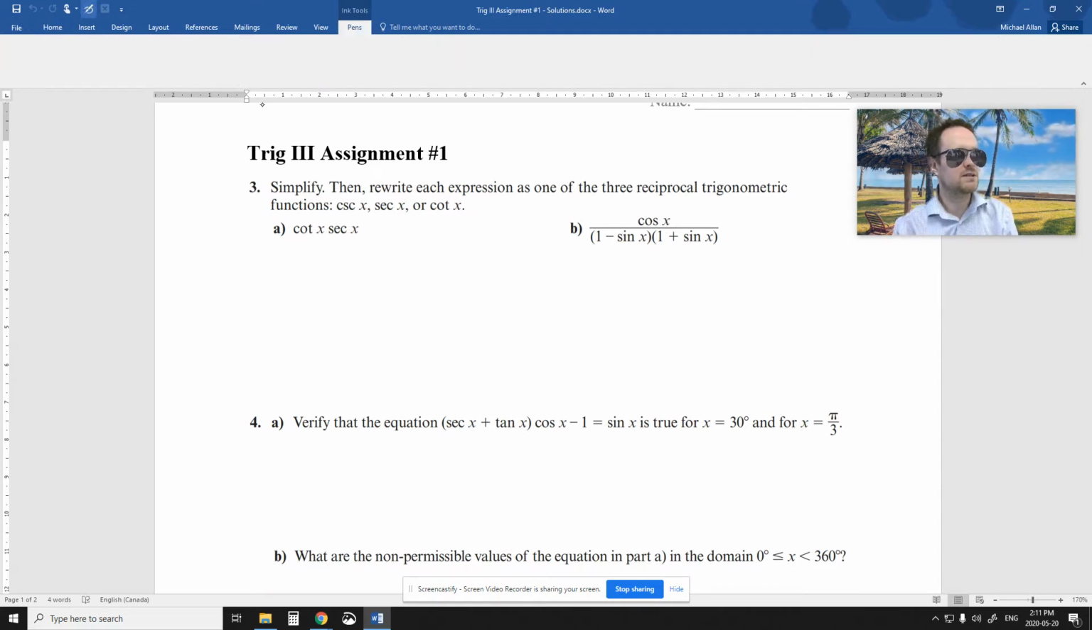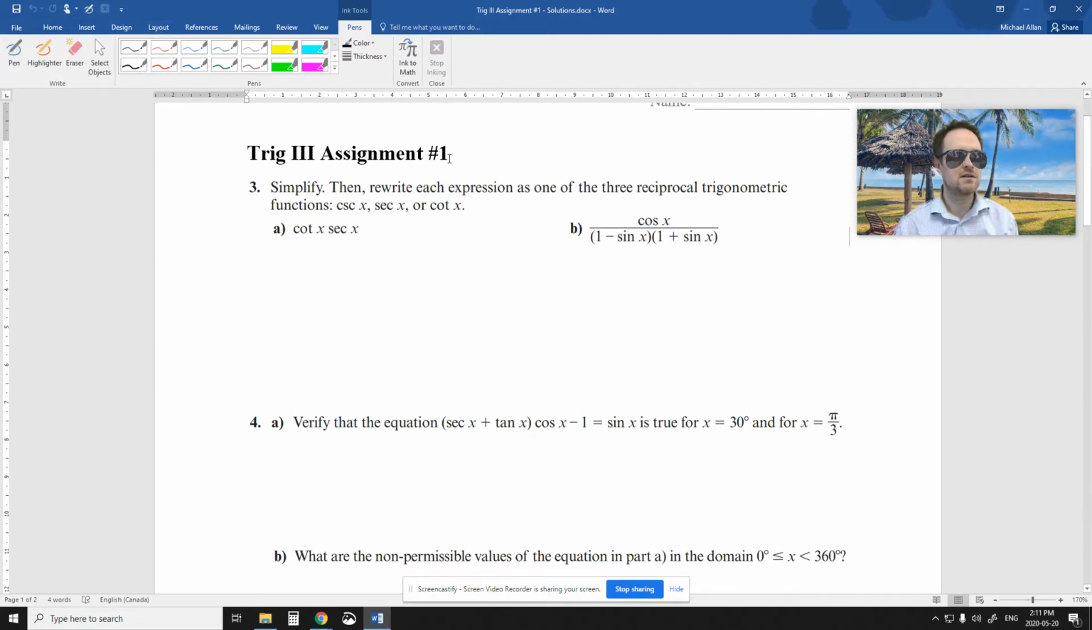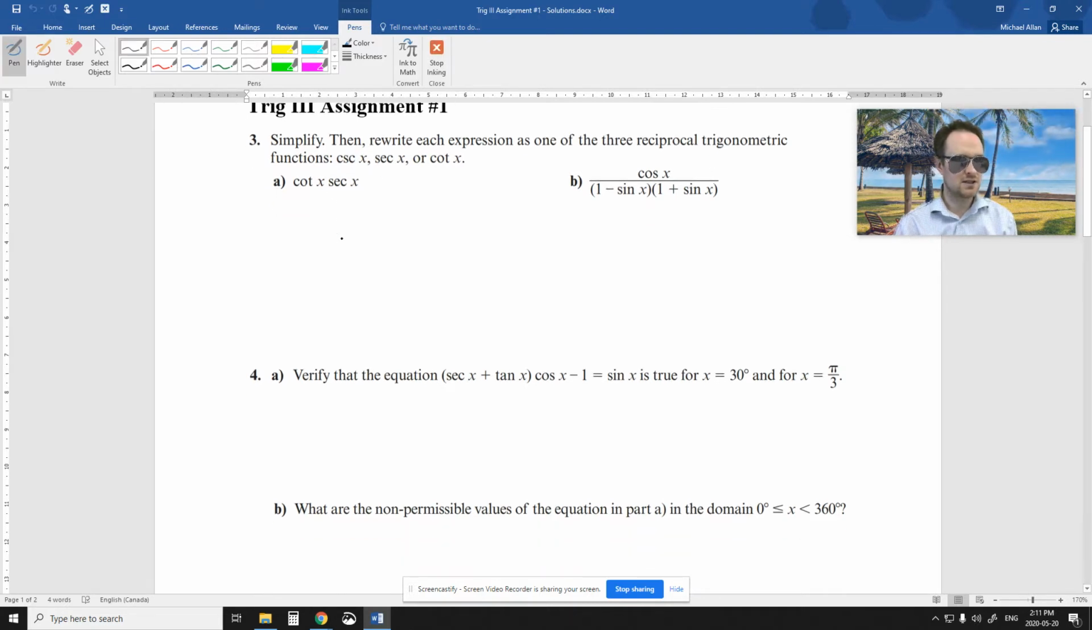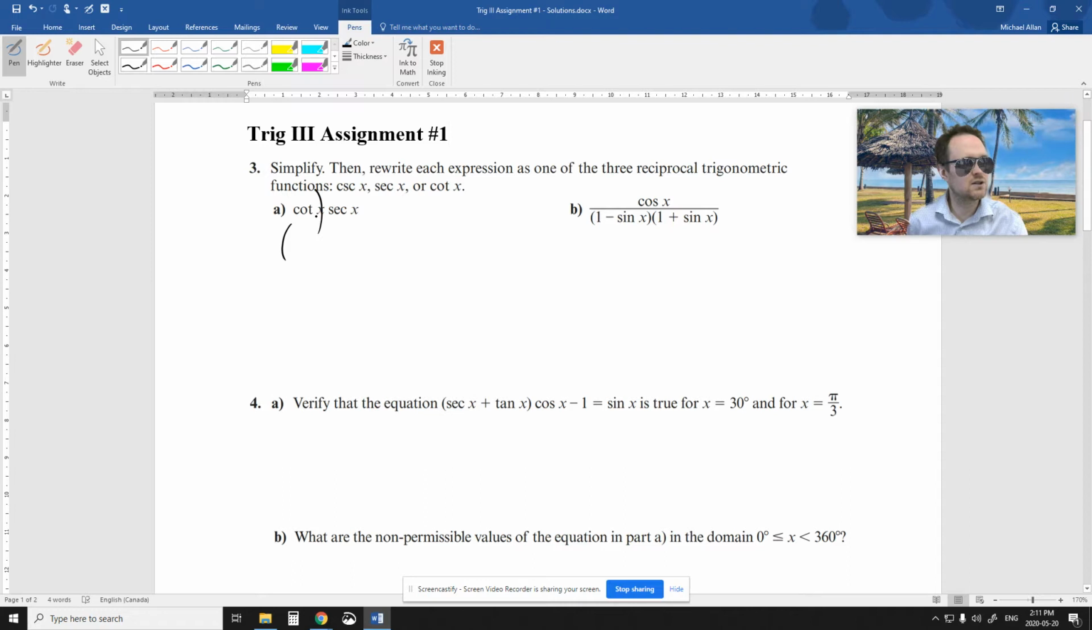First one here, we just want to simplify that expression down to a single reciprocal function: cosecant, secant, or cotangent, just down to 1. The first thing I'm going to do is switch these to sines and cosines. So I'm going to take this cotangent, because it's on your formula sheet as either 1 over tan or cos over sine.